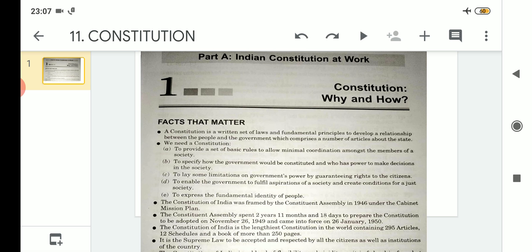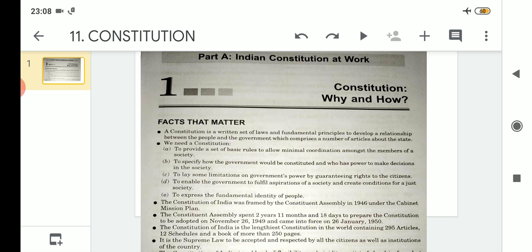After that, number 2, to specify how the government would be constituted and who has the power to make decisions in the society. That means the constitution specifies how the government would be constituted. There are certain basic rules through which the government will rule the country. So it is there to specify how the government would be constituted.